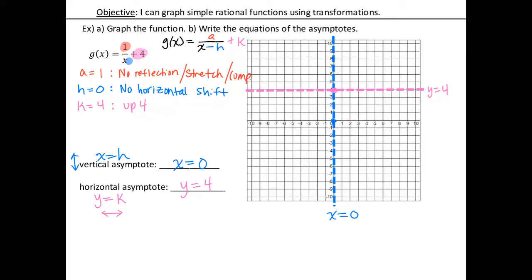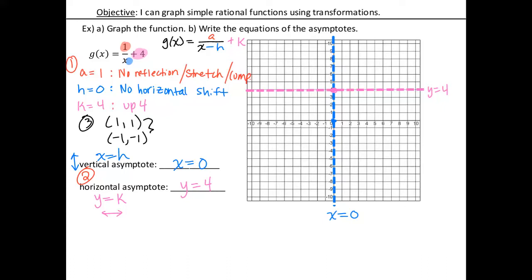Okay, so that's my step 2. Step 1 is find A, H, and K. Step 2 is draw your vertical and horizontal asymptotes. Then step 3 is to take your coordinate points, 1, 1, and -1, -1.